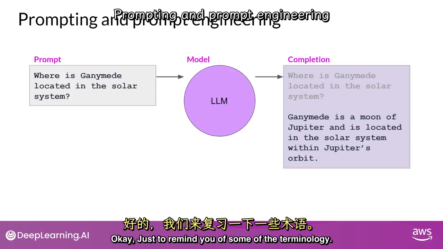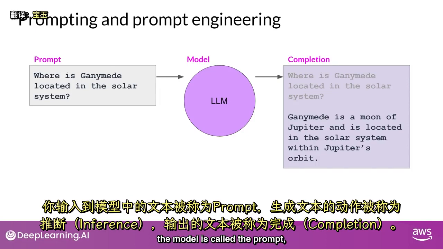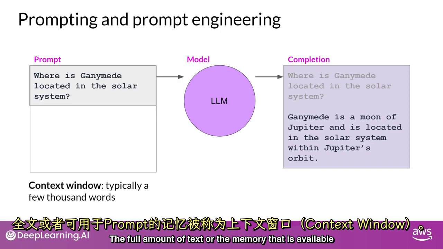Okay, just to remind you of some of the terminology. The text that you feed into the model is called the prompt. The act of generating text is known as inference, and the output text is known as the completion. The full amount of text, or the memory that is available to use for the prompt, is called the context window.